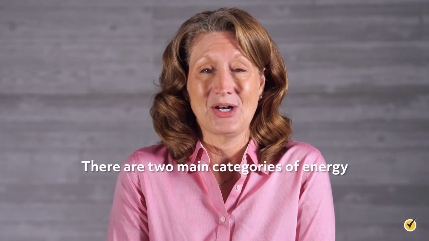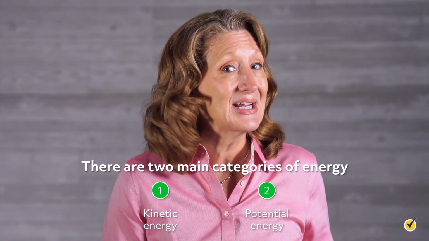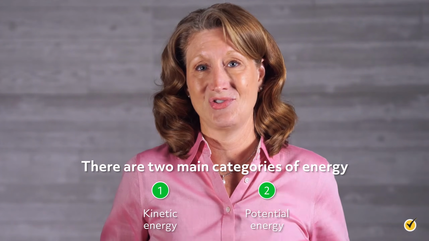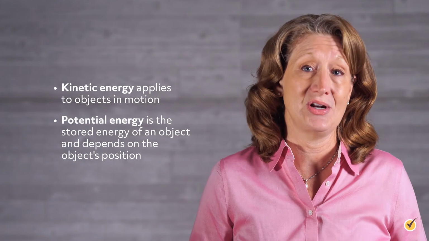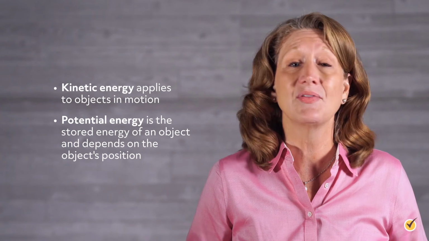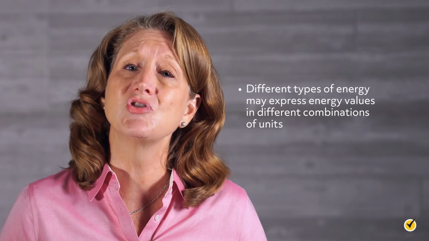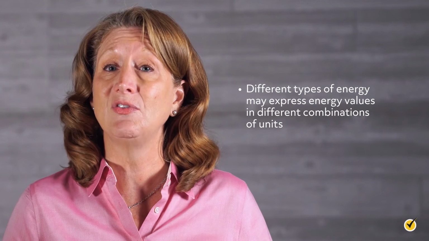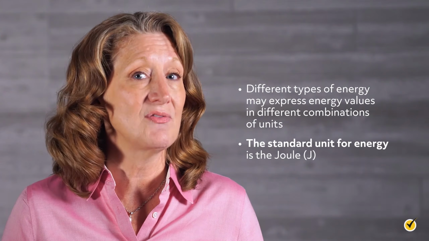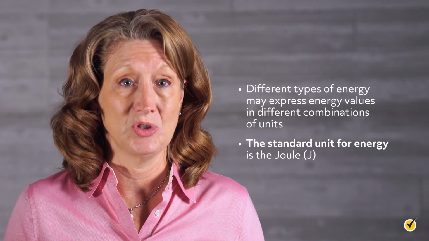There are two main categories of energy: kinetic energy and potential energy. Kinetic energy applies to objects in motion. Potential energy is the stored energy of an object and depends on the object's position. Different types of energy may express energy values in different combinations of units, but the standard unit for energy is the joule. First, let's talk about kinetic energy.